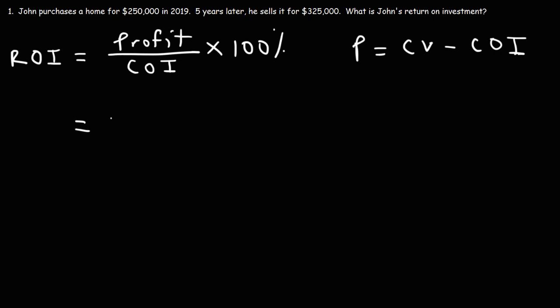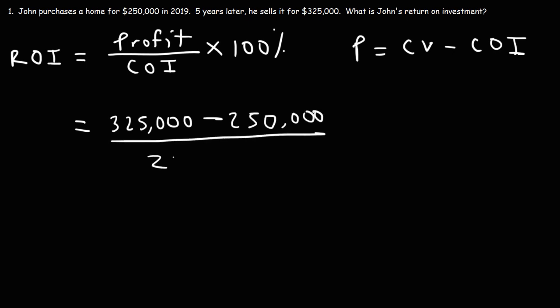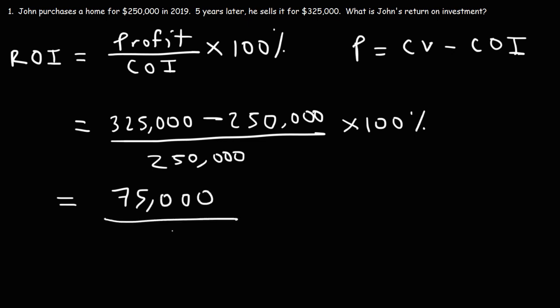He sells the home for $325,000. He bought it for $250,000, so that's the cost of the investment, which we could put on the bottom of the equation as well. And then we're going to multiply this by 100%. So it's 325,000 minus 250,000. That gives us a profit of $75,000. So now let's divide that by 250,000, and then let's multiply the result by 100%.